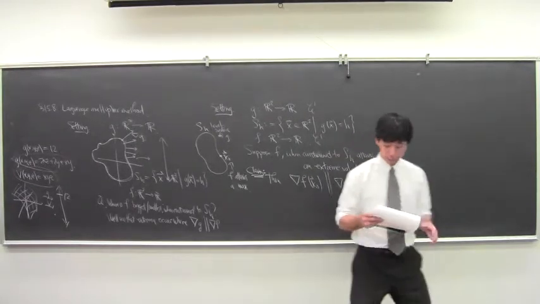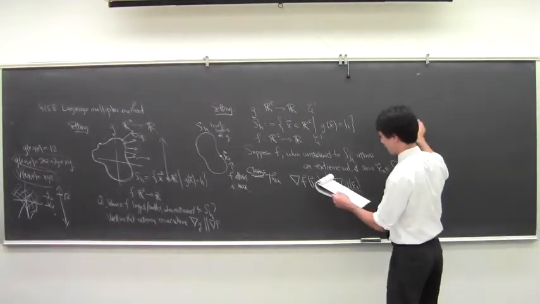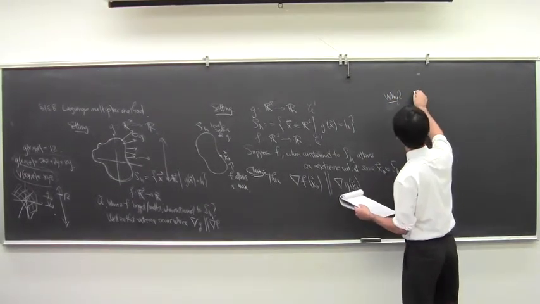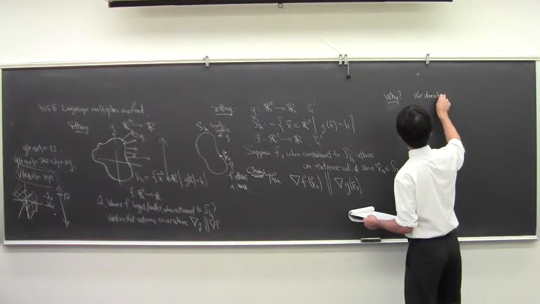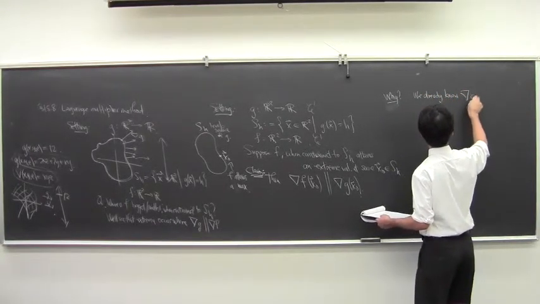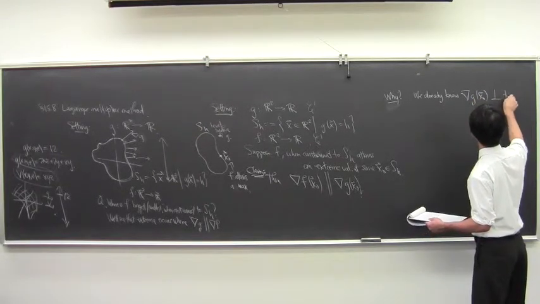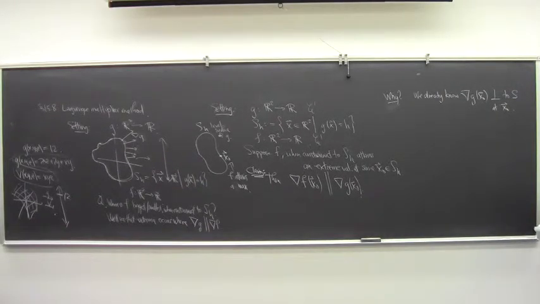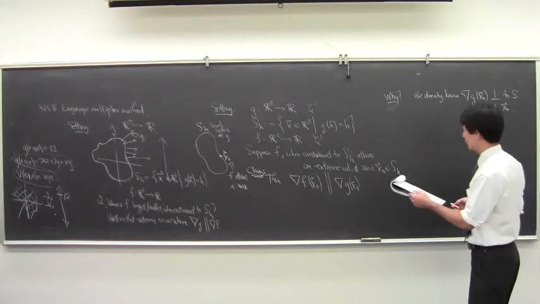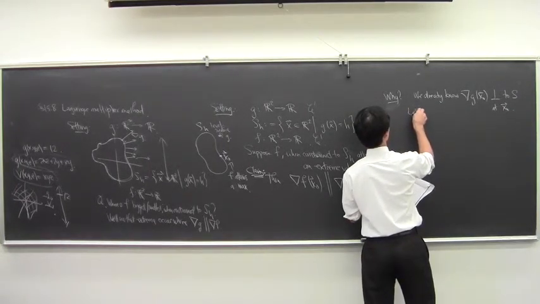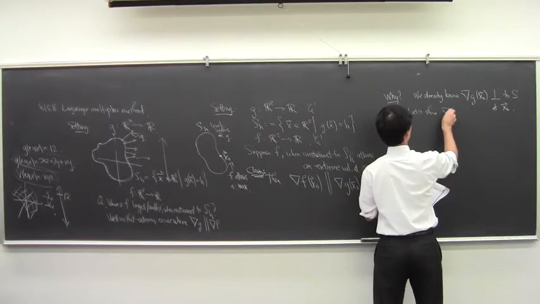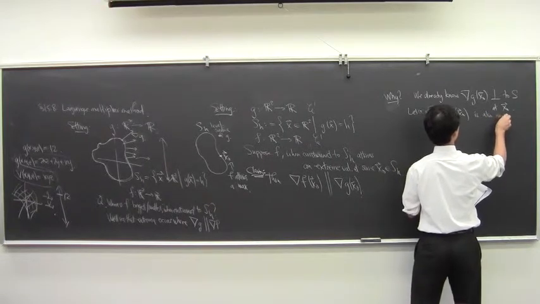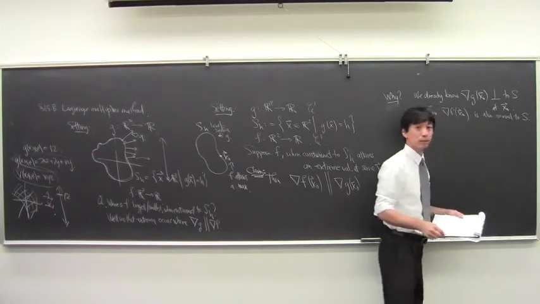Okay, so let me explain why. Let's think of why this happens. We already know that the gradient of g at x naught is perpendicular to S there. That we know from before. So it suffices to show that the gradient of f at x naught is also normal to S. Is also perpendicular to S.